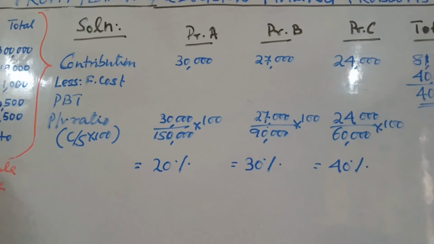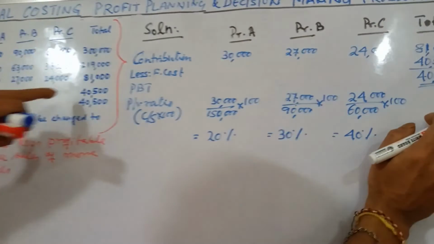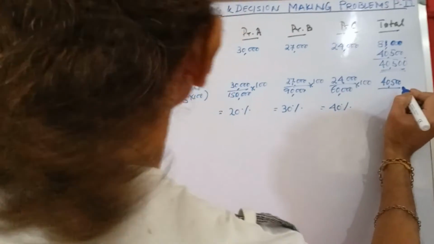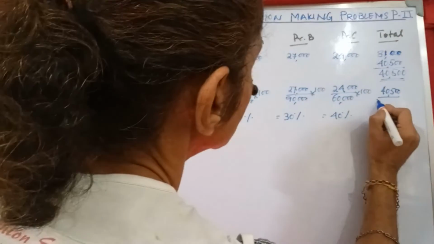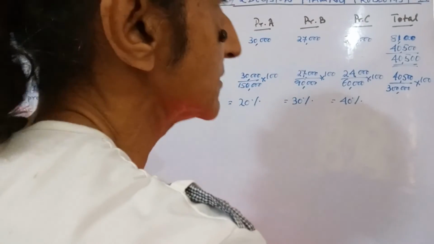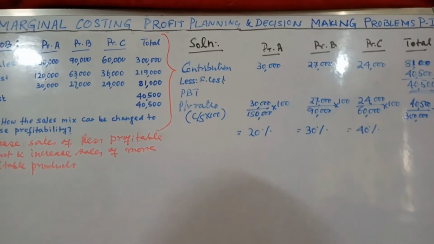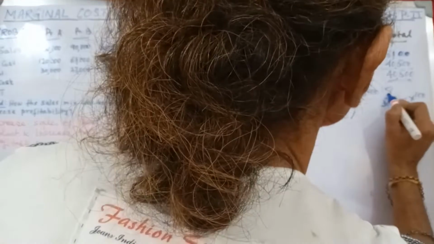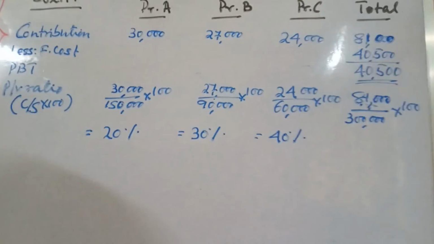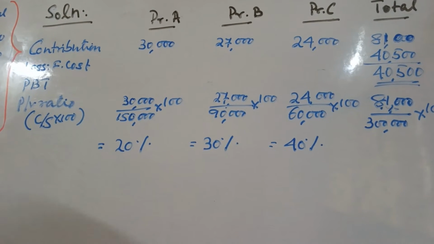And what is the overall PV ratio? That is total contribution 40,500 divided by total sales 300,000 into 100, and this comes to 81,000. Total contribution is 81,000. Okay. So this is 27%.